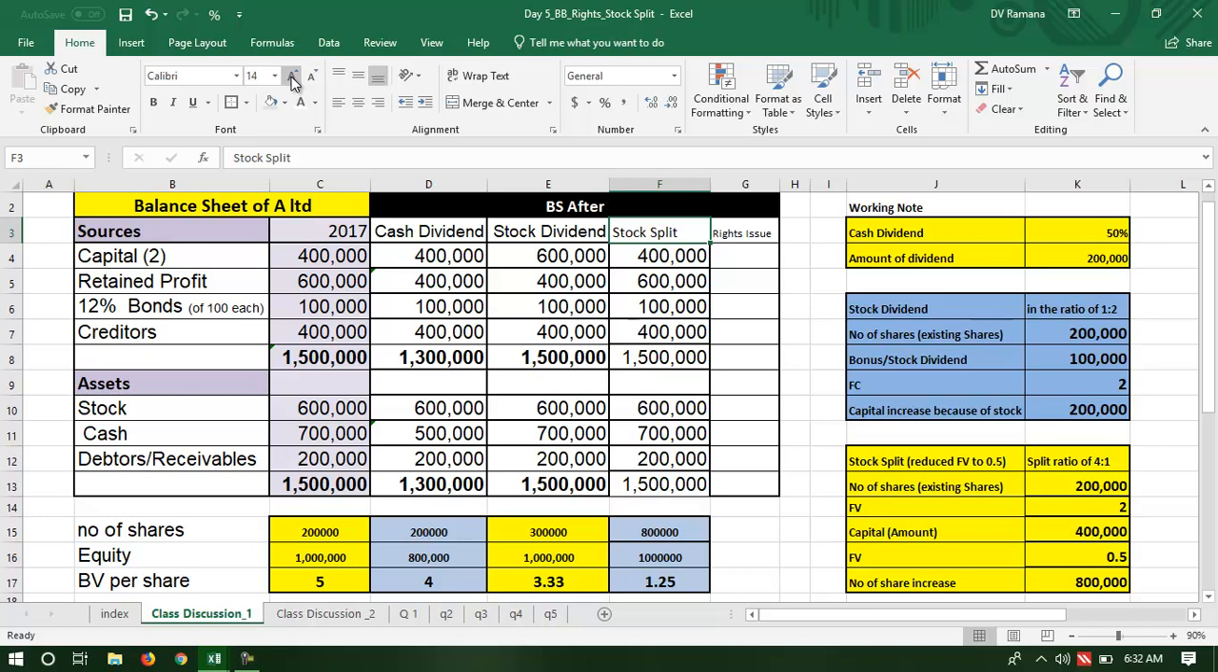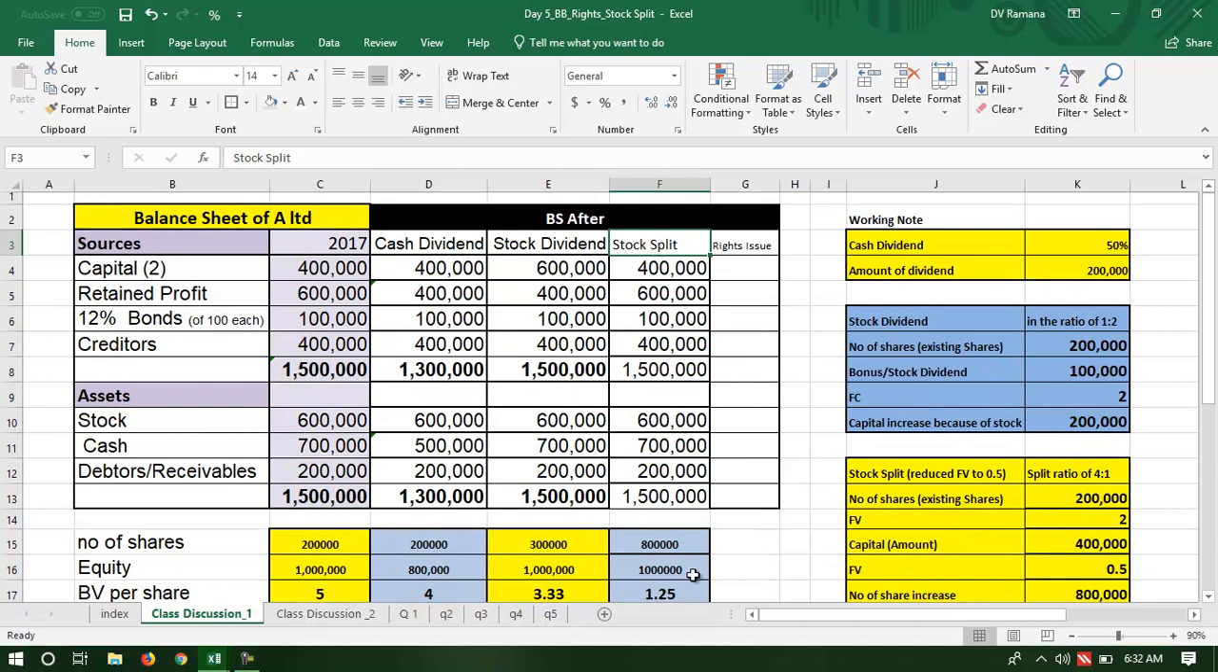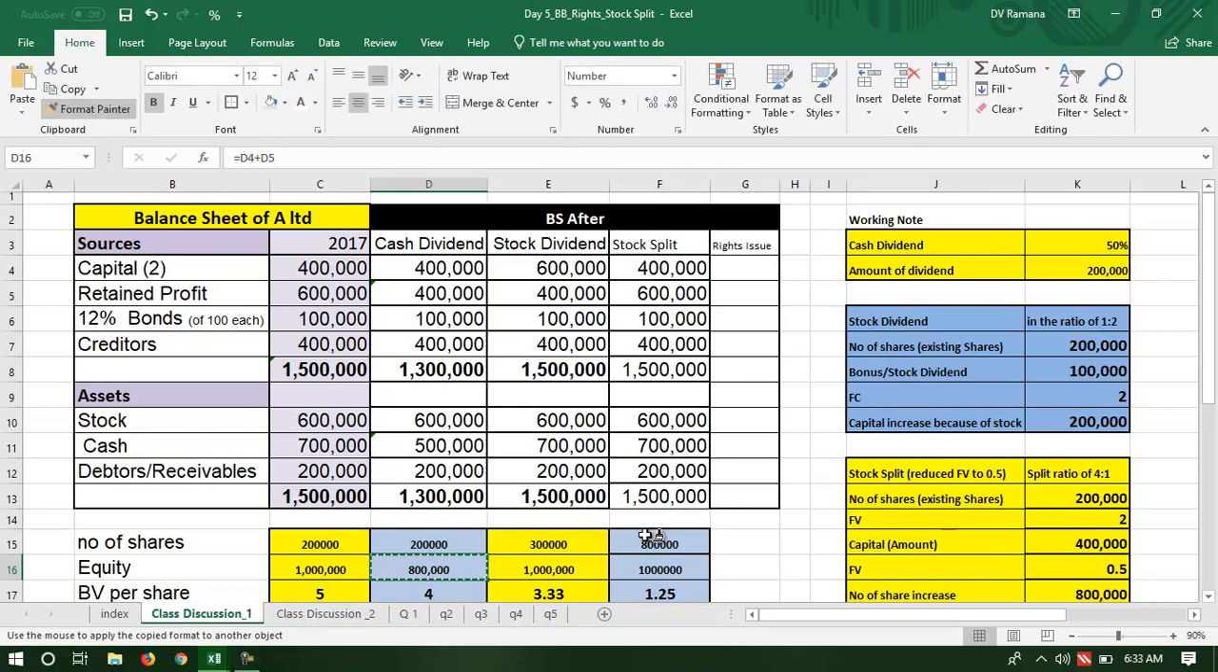How did the stock split happen? By reducing the face value of the company. So stock split is a reduction of the face value. Because of the reduction in the face value, the number of shares increase. Since all other things remain same, because the number of shares have increased and equity is same, no change, so the book value falls.